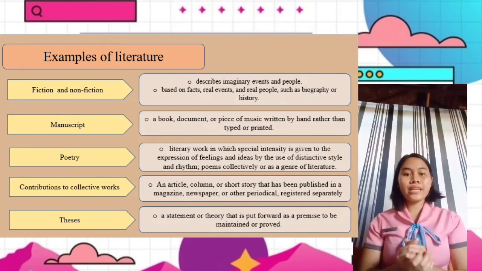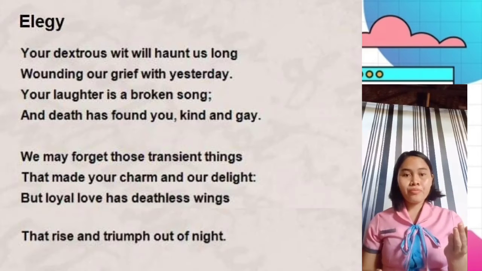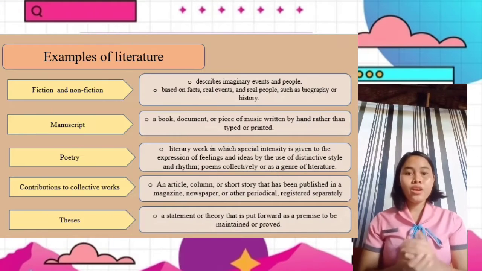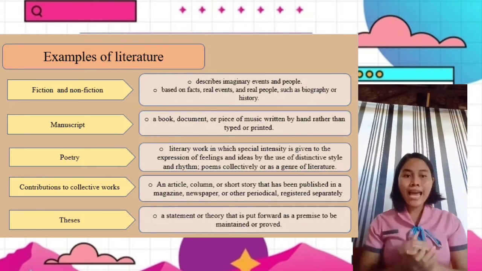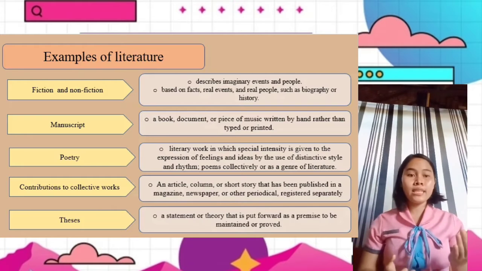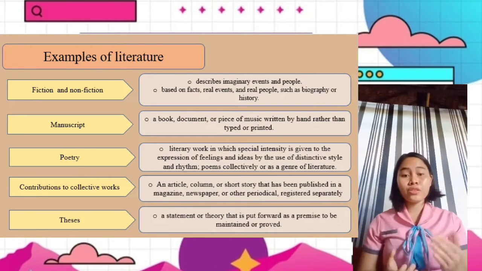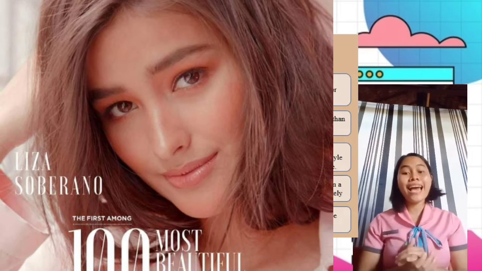Lyric poetry example. First one is elegy, a reflective poem to honor the dead. The fourth one is contribution to collective works. An article, column, or short story that has been published in a magazine, newspaper, or other periodical, registered separately. Examples: newspapers, magazines, and encyclopedias.